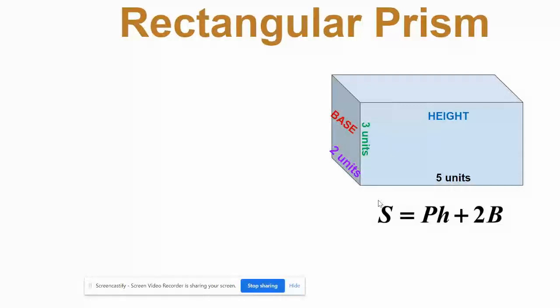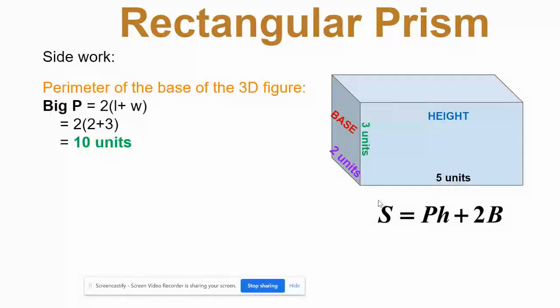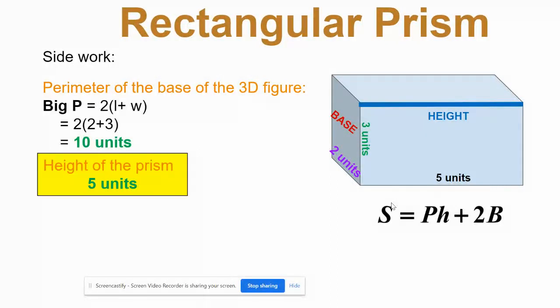So now we're going to do a little side work. To find the perimeter, we can take the length plus the width, so 2 plus 3, and multiply it by 2. Or, of course, you can do 2 plus 3 plus 2 plus 3, and you will get that the perimeter of the base is 10 units. To calculate the height of the prism, the height is going to be found between the two bases. And we see the measurement is 5 units.